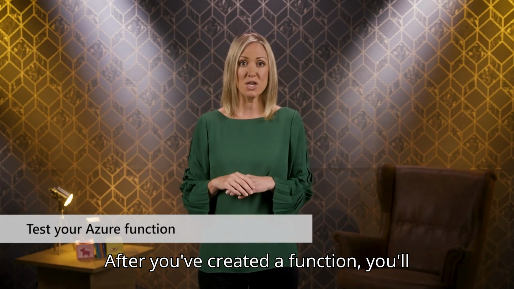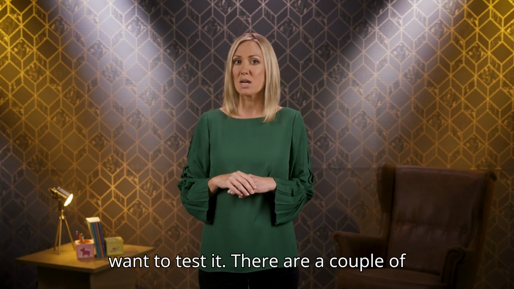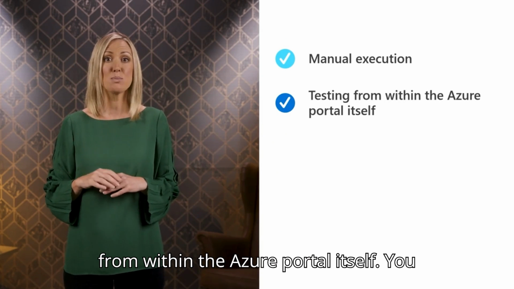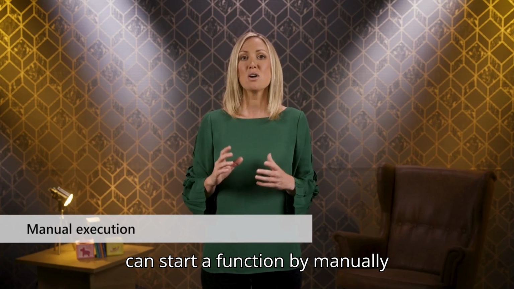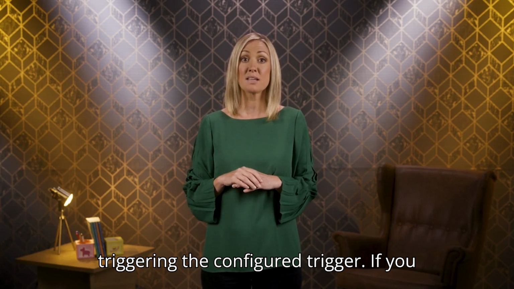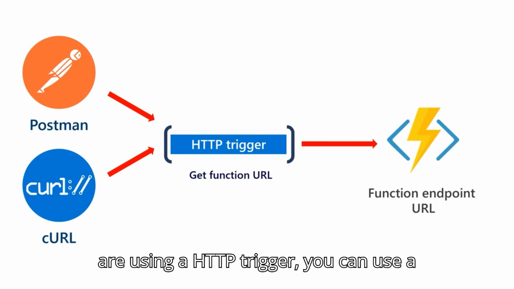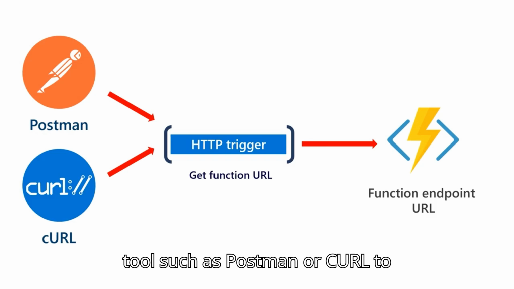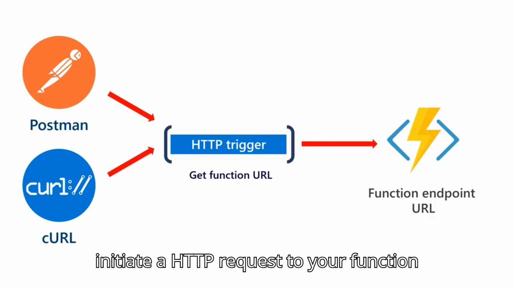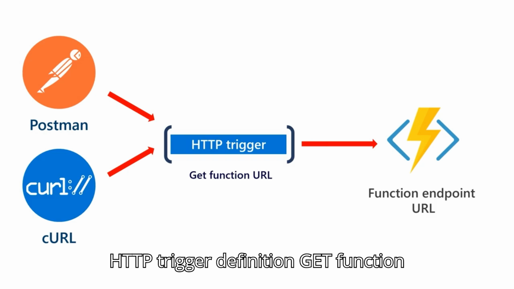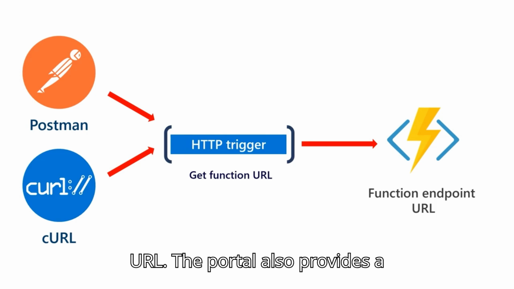After you've created a function, you'll want to test it. There are a couple of approaches: manual execution and testing from within the Azure portal itself. You can start a function by manually triggering the configured trigger. If you are using a HTTP trigger, you can use a tool such as Postman or curl to initiate a HTTP request to your function endpoint URL, which is available from the HTTP trigger definition, get function URL.